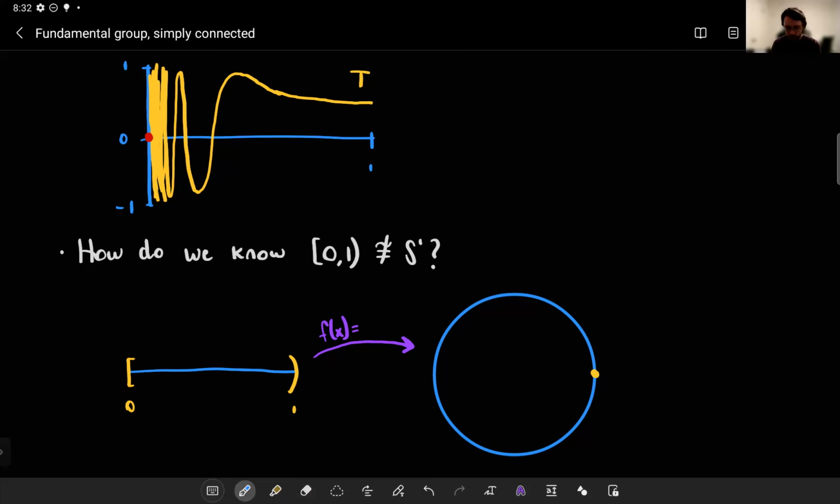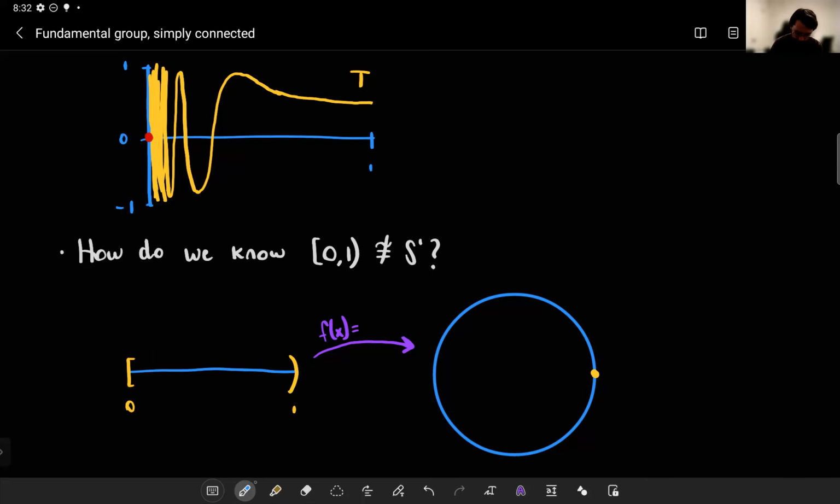Seems like it should work, but you can't go backwards, right? You won't be able to go backwards in a continuous way because that would involve tearing the circle. Tearing is not a continuous operation. So that's our intuition.